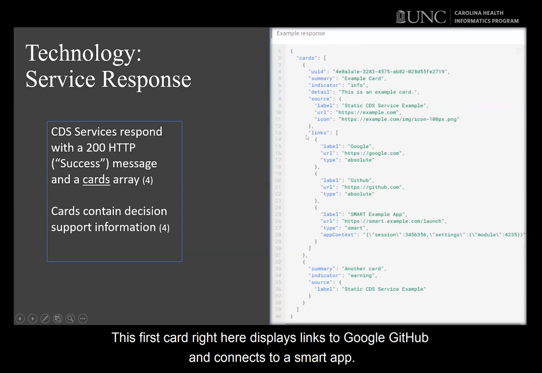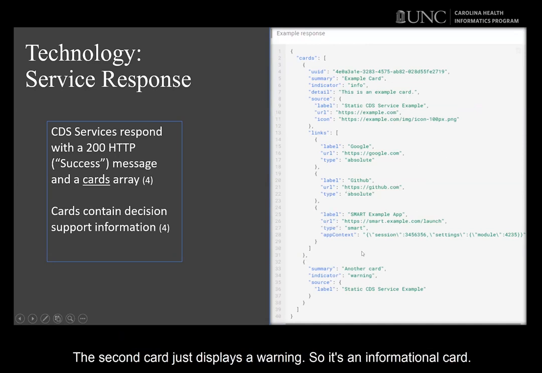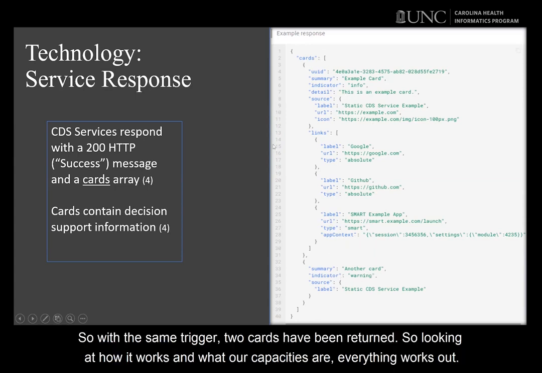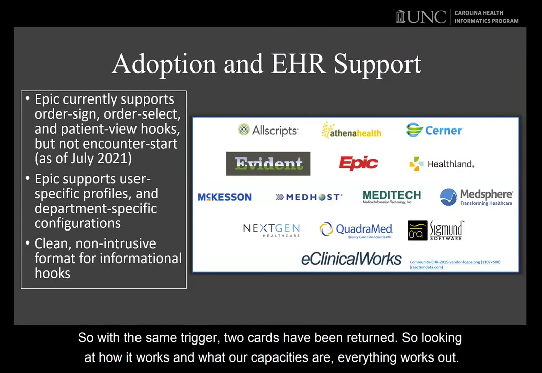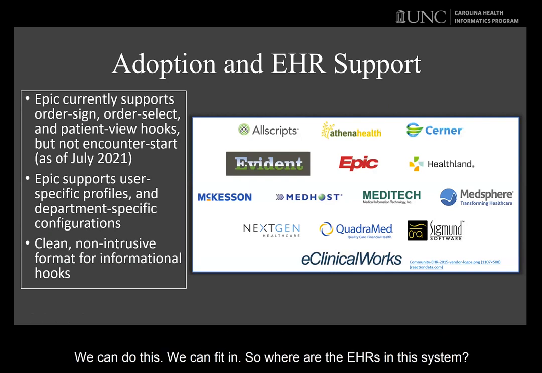This first card displays links to Google, GitHub, and connects to a SMART app. The second card just displays a warning, so it's an informational card. So with the same trigger, two cards have been returned. Looking at how it works and what our capacities are, everything works out, we can do this, we can fit in. So where are the EHRs in this system?